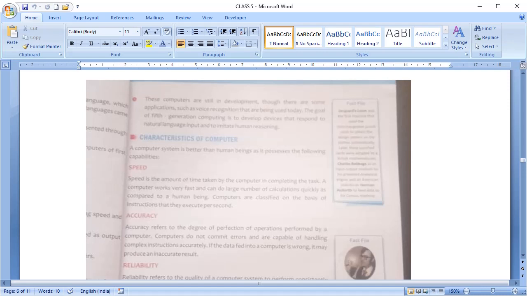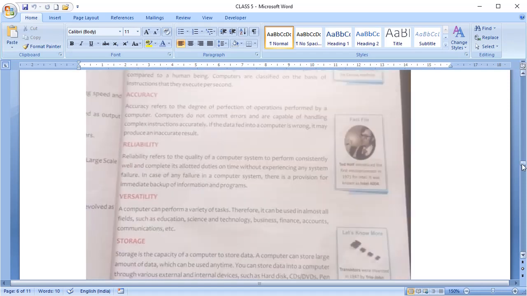Next is accuracy. Accuracy is referred to as the degree of perfection of operations performed by a computer, meaning how many actions a computer can perform without any error. Computers do not commit any mistakes unless we give incorrect input, which will result in an incorrect output. Next comes reliability. Reliability refers to the quality of the task done by the computer without any delay. And in case of any failure, there is a provision for backup.